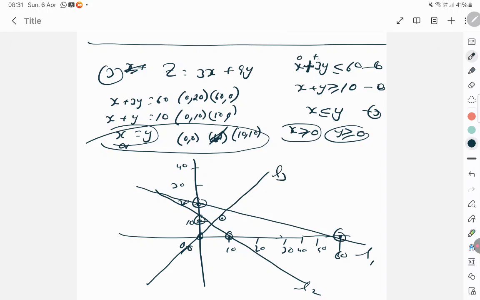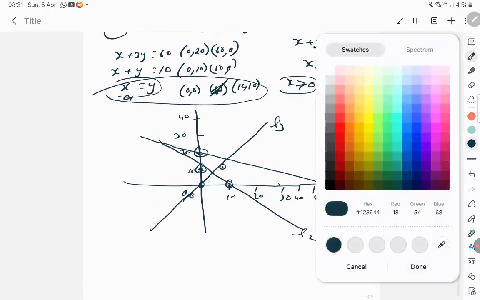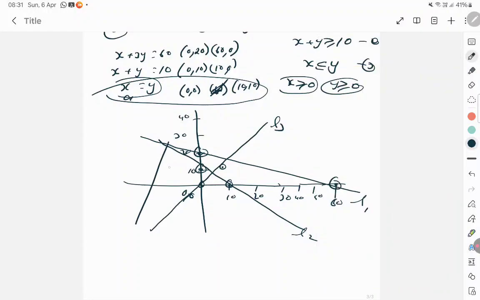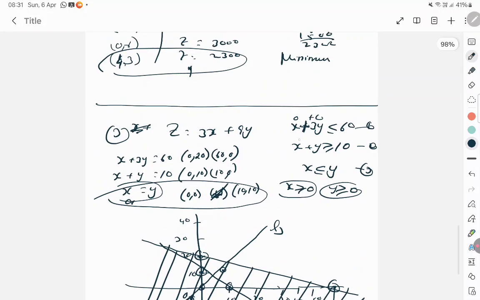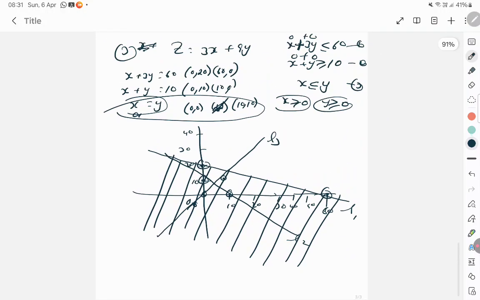Okay, let's see if this is your line 3. Put 0 plus 0. Is it less than 60? So take line 1. It's satisfying, right? So let's shade this portion. For line 1, origin is covered. Line 2. Put 0, 0. Is it greater than 10? So for line 2, don't cover the origin.